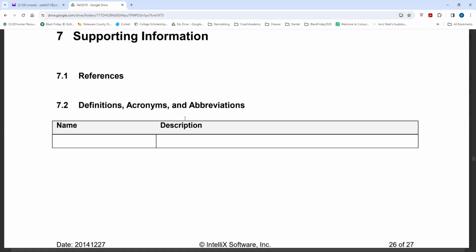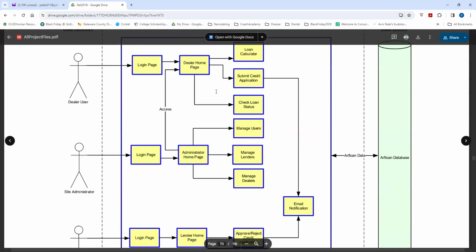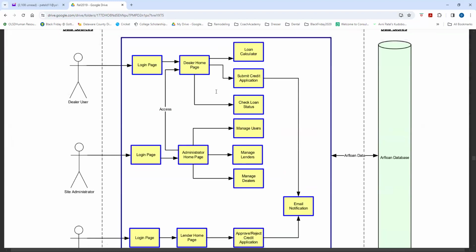Just want to emphasize a couple of things on the design document, right? The design document is geared towards developers. Some senior developer or lead architect will create this design document, and they will give it to the developers to build the different components of the system.